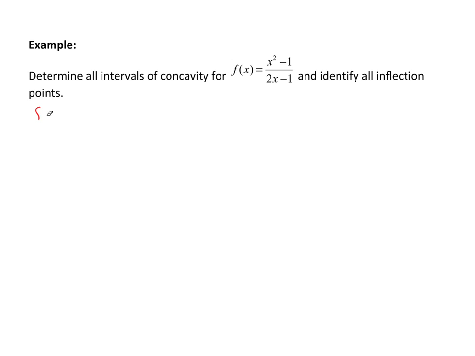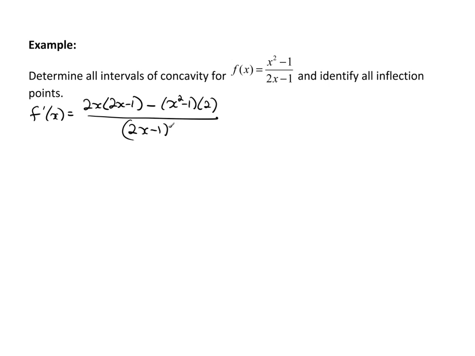F prime of x equals, quotient rule, I have 2x times 2x minus 1 minus x squared minus 1 times 2 over 2x minus 1 squared. And I think I need to expand that, see if I can reduce it and get something a little bit easier to work with.